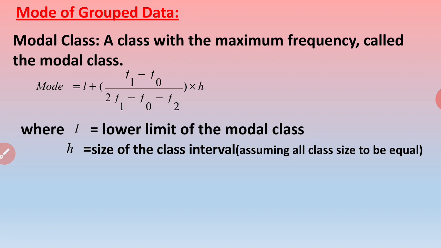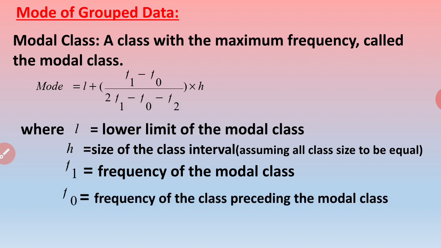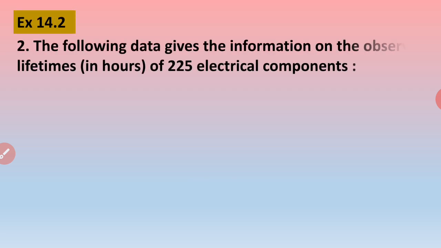H is the class size. Then comes F1. F1 is the frequency of the modal class. So the modal class is considered and its corresponding frequency is shown as F1. F0 is the frequency of the class preceding the modal class. So it will be above the given F1. And F2 is the frequency of the class succeeding the modal class. It will be the next to the modal class. Now let us start with an example.